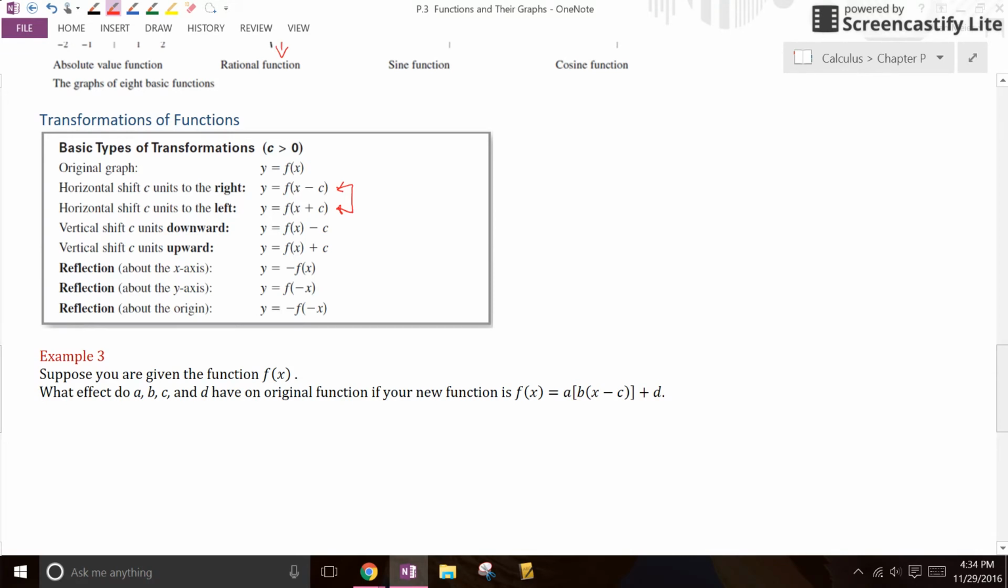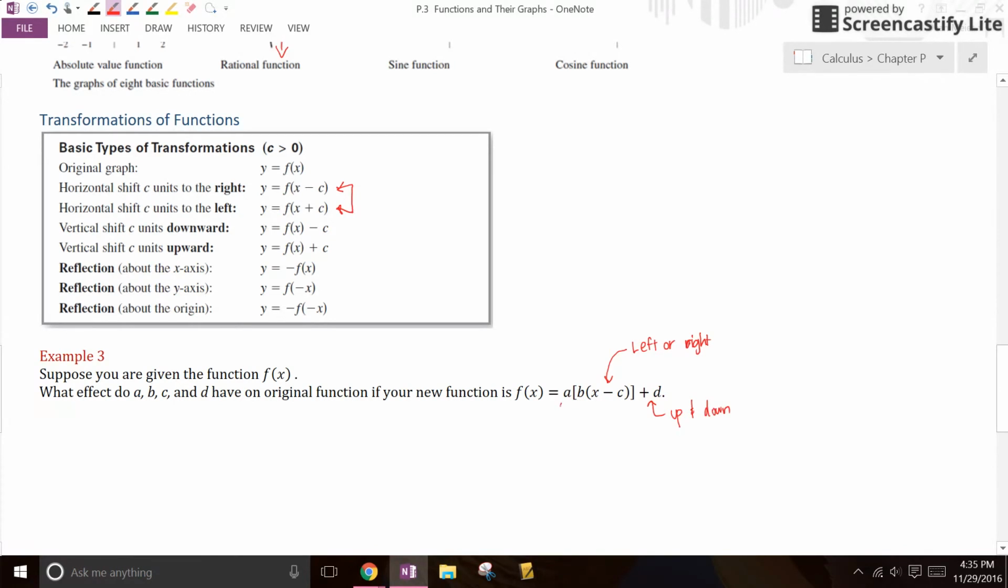So here, I said example 3, suppose you have a function. What do a, b, c, and d do? So again, let's start with the easy one. C, since it's minus c, that would move it left or right. Left or right. D moves it up and down, right? And then we have multipliers here.